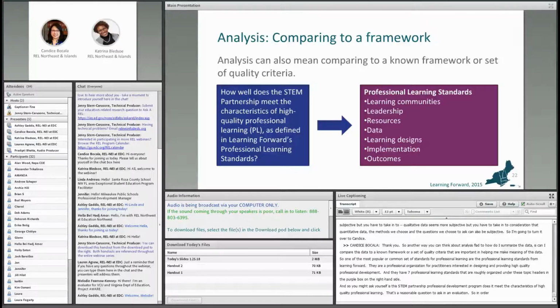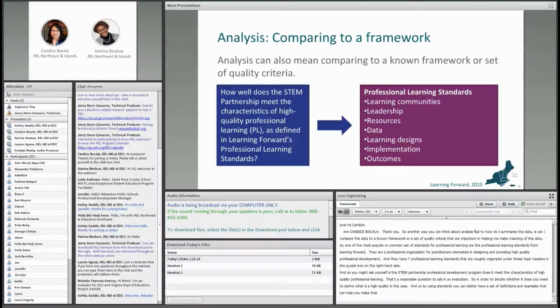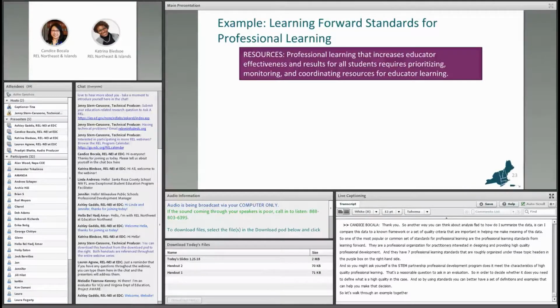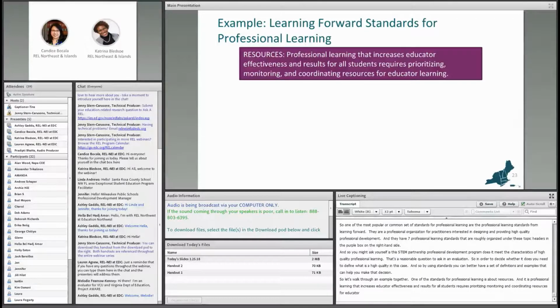So in order to decide whether it does, you need to define what is high quality in this case. And so by using standards, you can better have a set of definitions and examples that can help you make that decision. So let's walk through an example together. One of the standards for professional learning is about resources, and it is professional learning that increases educator effectiveness and results for all students requires prioritizing, monitoring, and coordinating resources for educator learning.